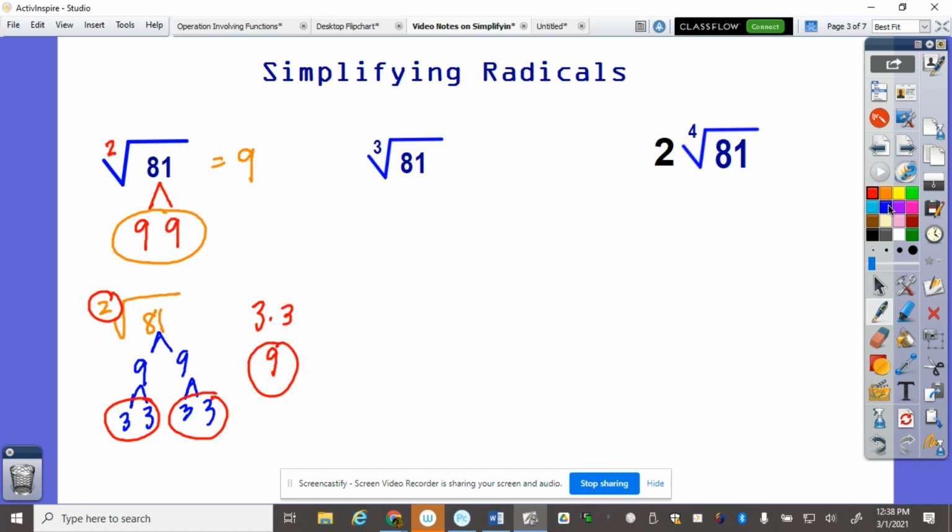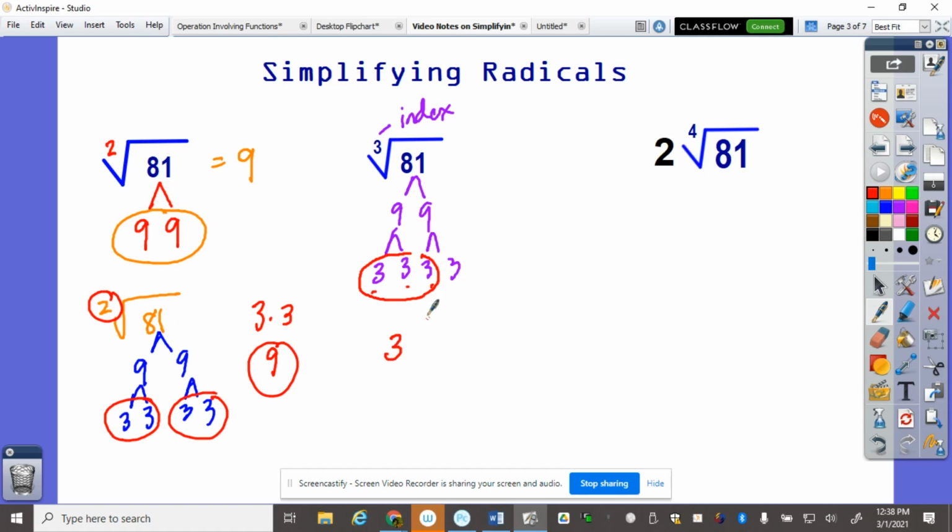Okay, very simple. What if the question is cube root of 81? Now the index here is 3. That means there should be 3 items in a group. So if I break it into 9 and 9, it won't work anymore because there should be 3 items. So I'm going to break down the 9 to 3, 3, 3, and 3. Again, in a group there should be 3 items. So there are 3: 1, 2, 3.